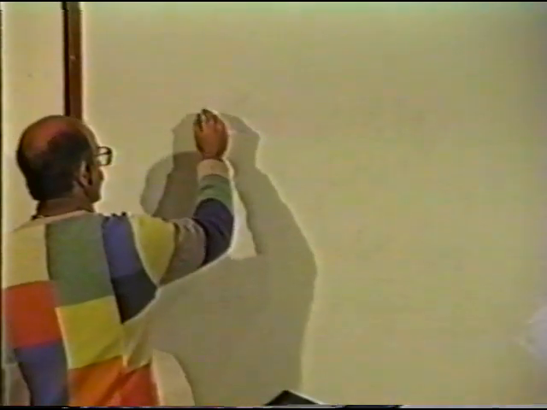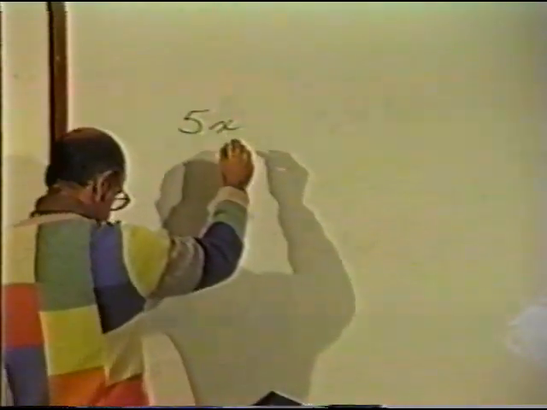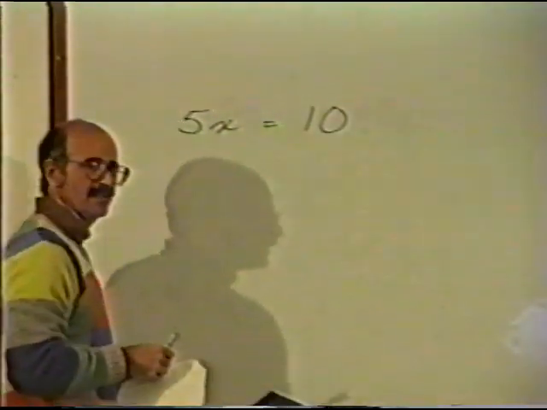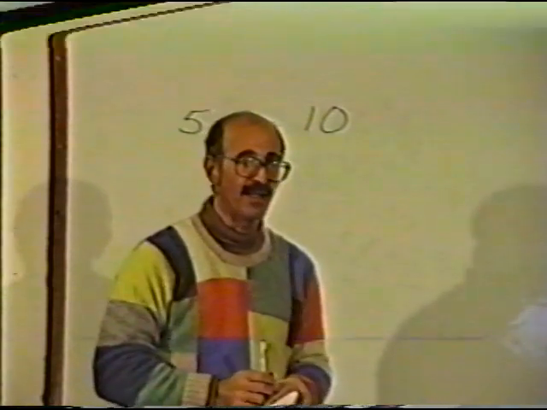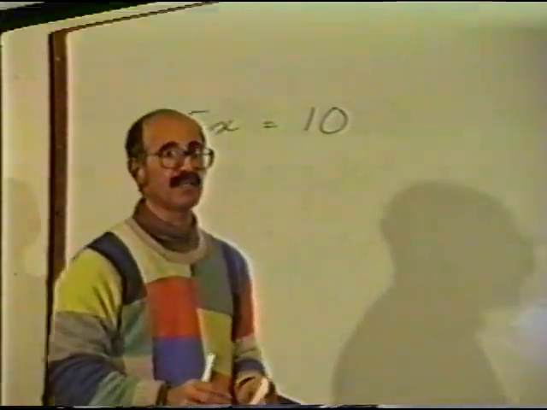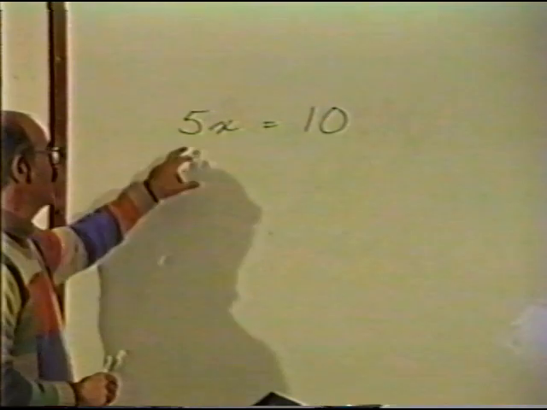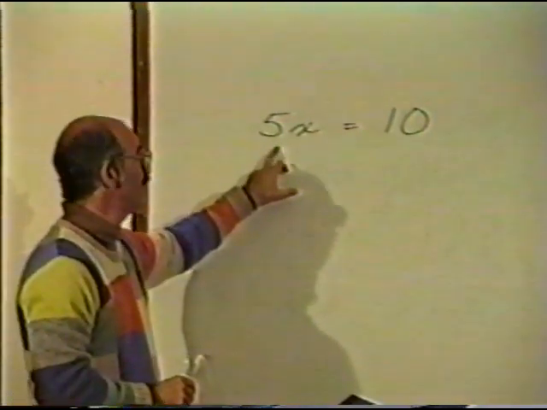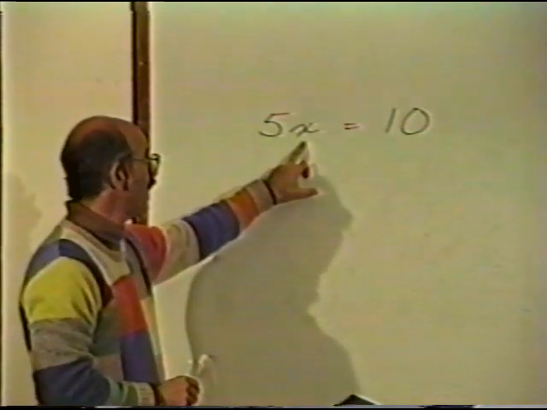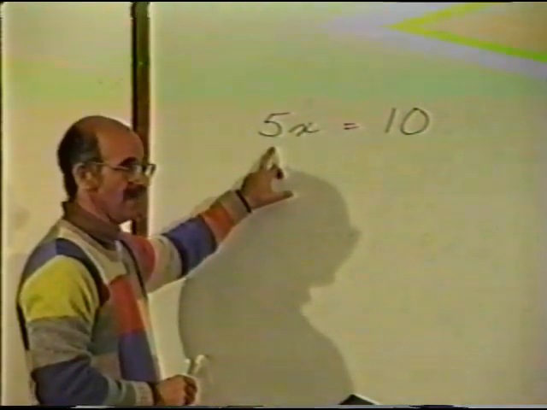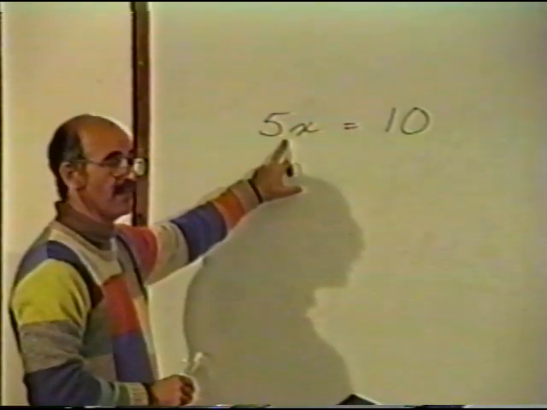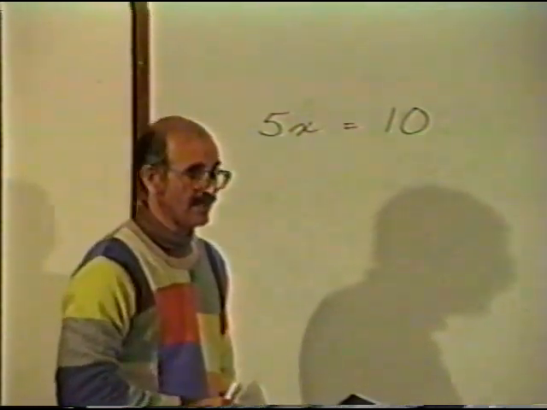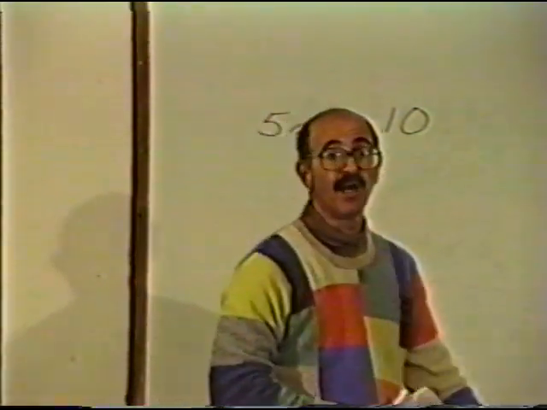The next one says 5x equals 10. What does that mean, 5x? What is the operation going on here between the 5 and the x? It means that we have 5 x's. We have that x 5 times. So the operation that's going on there is multiplication. And what is the opposite of multiplication?